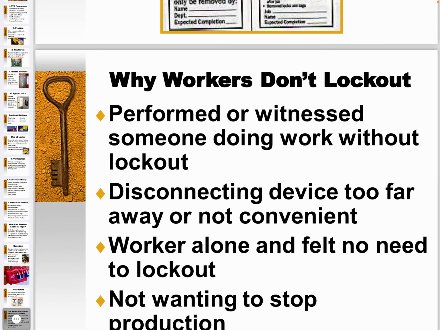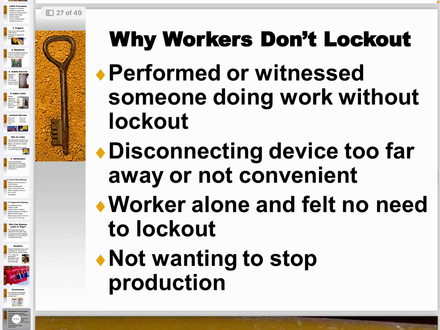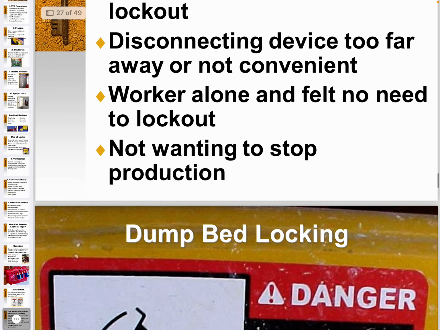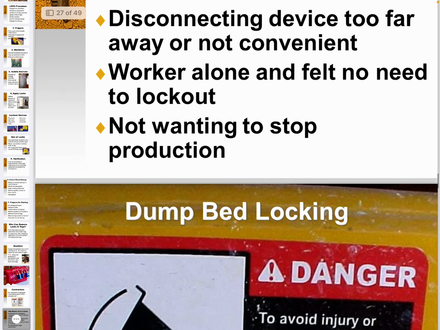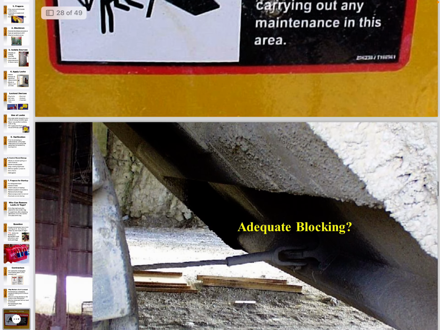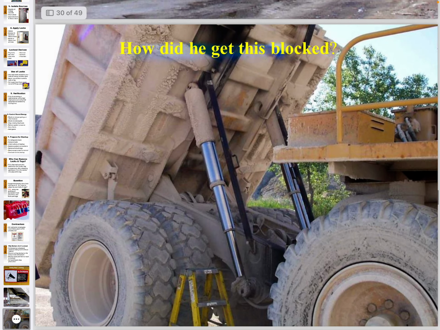Why do workers not lock out? Someone doing the work without lockout, disconnecting the device too far away, are not connected. Workers alone feel no need to lockout, no warning to stop production. Dumping the wet locking is very dangerous. We see in this picture how dangerous this block.